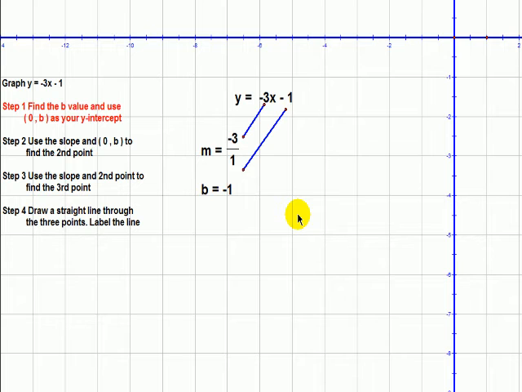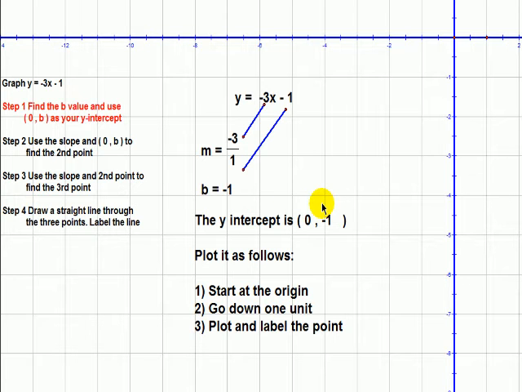We understand now that the y-intercept is 0, negative 1. Now to plot it, do as follows. First, start at the origin. Second, go down 1 unit. Third, plot and label the point. So, start at the origin. Go 1 unit down. Now plot and label the point as follows. Now you're ready to use the slope and the y-intercept to find your second point.